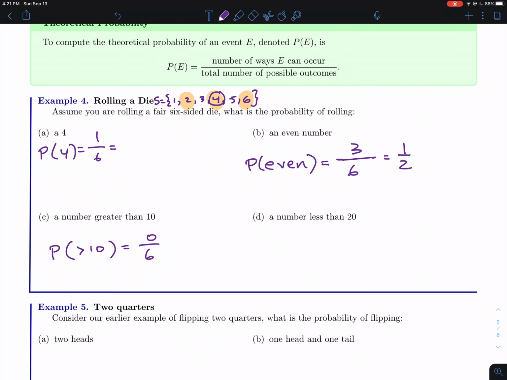So again, divided by 6 tells me that my probability of this occurring is 0. Because again, no matter how many times I roll a 6-sided die, I'm never going to get a number 11, 12, 13, any of those guys.